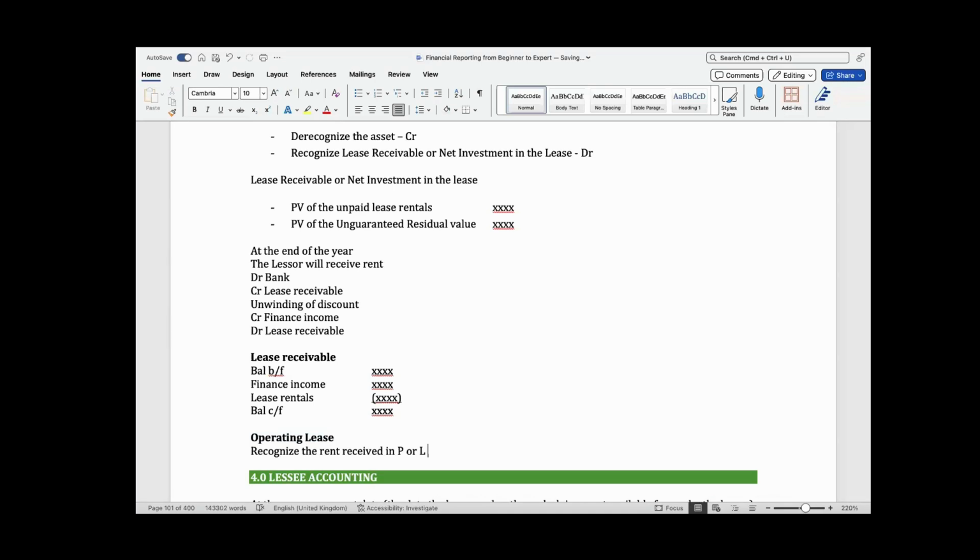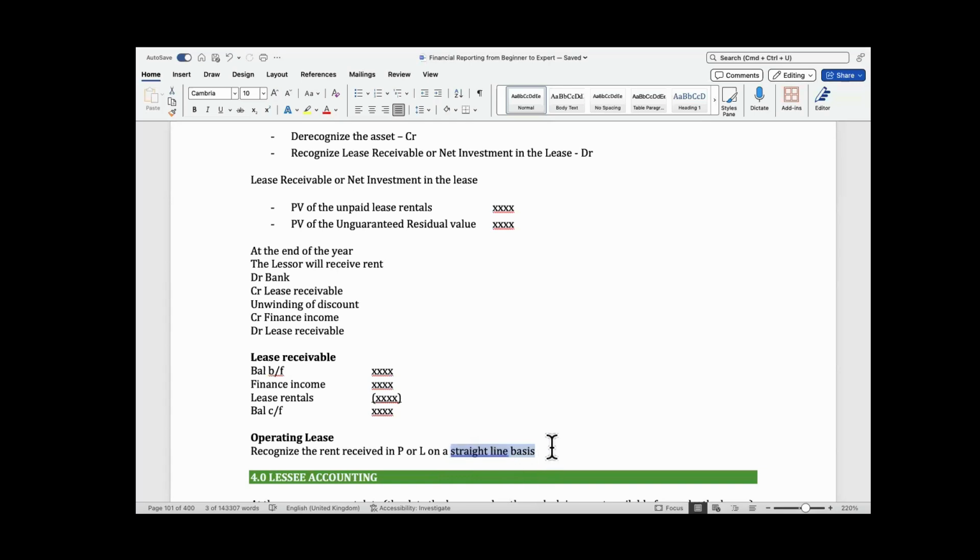But the technicality there is that this rent received is credited to P&L on a straight line basis. And when we say on a straight line basis, we mean equal amount of rent must be recognized every year. So even if the rent is not paid, it's not the same rent every year, you must find a way to recognize equal amount every year.